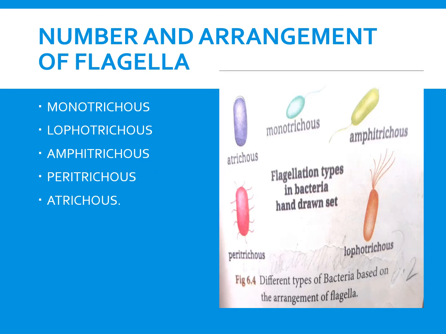See the label. Monotrichous, one flagellum; amphitrichous, one at each end, both ends; lophotrichous, a tuft at one end; peritrichous, all over the body; atrichous, no flagellum. I hope you follow. Further diagram for number and arrangement of flagella. Know these types. These are additional points I will ask. Some of them are not in our book, but I will ask.